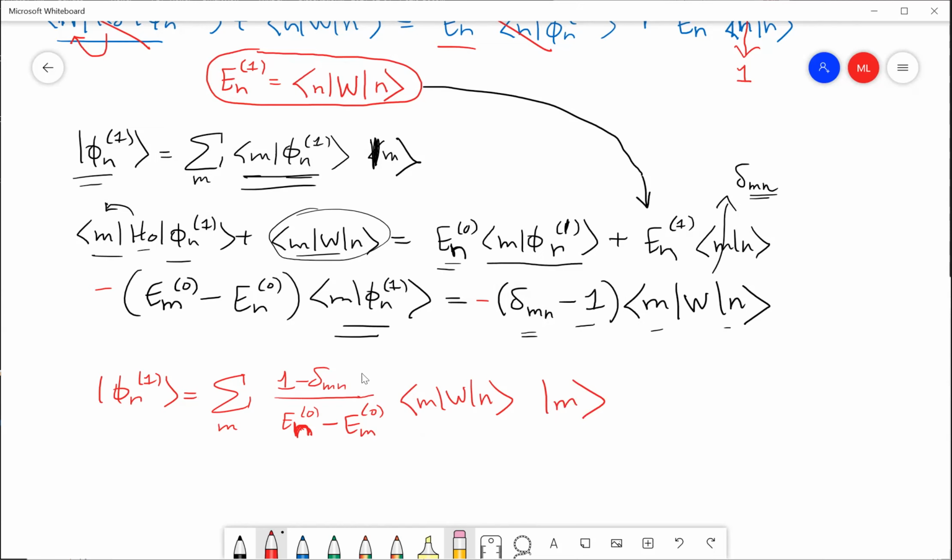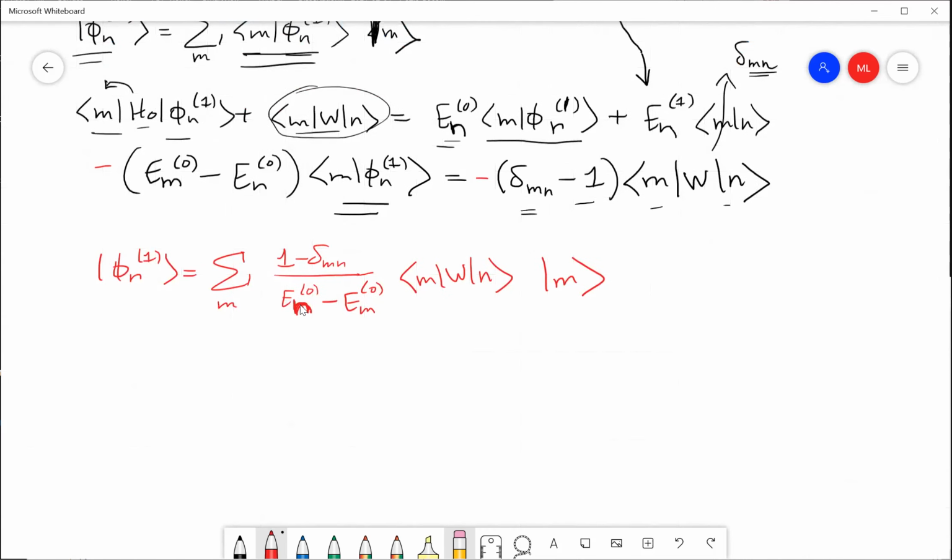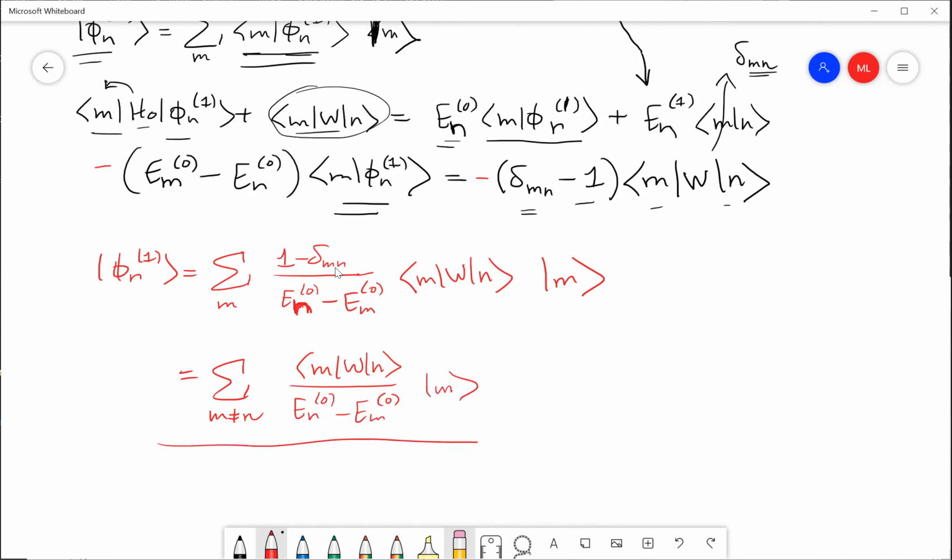So look, this is nice. Whenever m is equal to n, this part vanishes, which is good because the denominator would be 0 too, and that's not good. So this vanishes whenever m is equal to n. This reduces to a sum over all the m's that are not equal to n of just <m|W|n> over E_n^0 minus E_m^0. And that's the first order correction to the state.